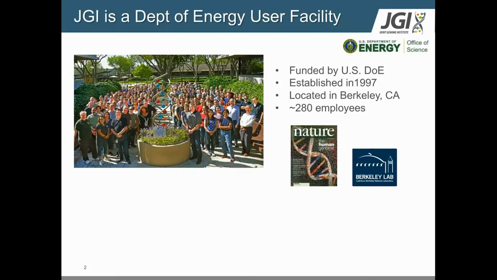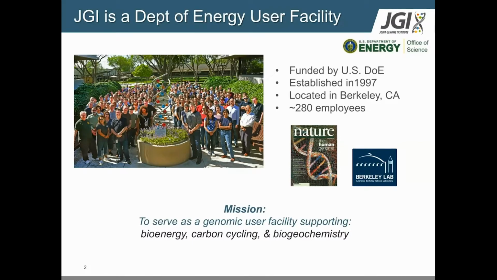The Joint Genome Institute is similar to EMSL. It's a Department of Energy user facility. Basically, user facilities are funded by the Department of Energy Office of Science to enable access to large-scale science and advanced technologies and provide access to a worldwide community of users. The JGI itself was established during the time of the Human Genome Project. They were actually responsible for 3 of the chromosomes as part of the human genome effort, and they were established in 1997 and are currently located at the Lawrence Berkeley National Lab in Berkeley, California, and we have 280 employees. Our mission is to serve as a genomics focused user facility supporting DOE mission areas, which are bioenergy, carbon cycling, and biogeochemistry.